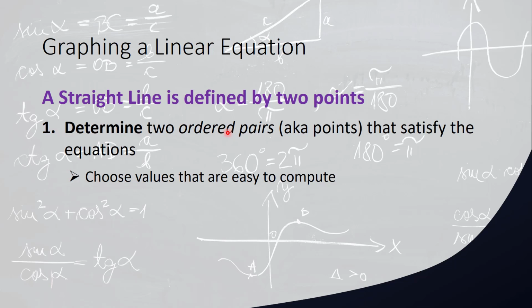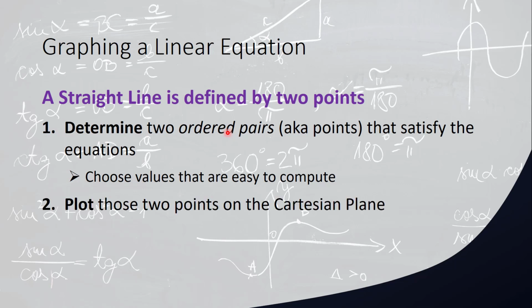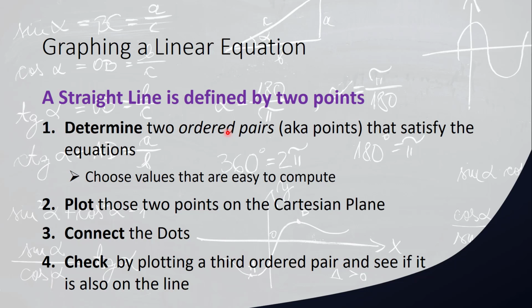Once you've done that, we are going to plot those 2 points on the plane. After we plot those 2 points on the plane, we are going to, yes, connect the dots. And that's going to give us a straight line all through the plane. And then finally, we are going to check. How are we going to check? Well, we're going to plot a third ordered pair that satisfies the equation and see if it falls on the line. If it falls on the line, we did our job. If it did not, there's a mistake somewhere, and we need to figure that out.